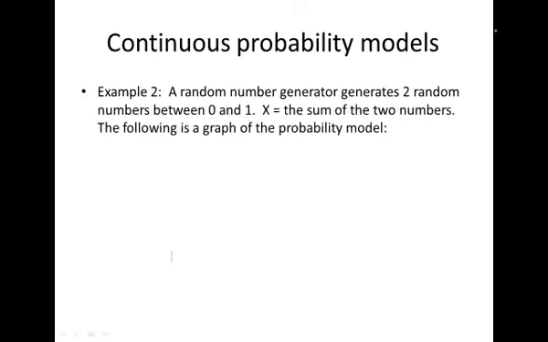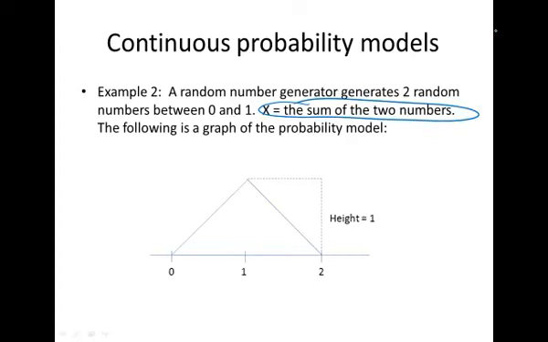So another example, we did that already. Okay, another example is that we're going to take the sum of two numbers generated between 0 and 1. So, for example, if the two numbers were 0.5 and, let's say, 0.9, right? The sum of 0.5 and 0.9 is 1.4, right? 1.4, which is right about there, right?